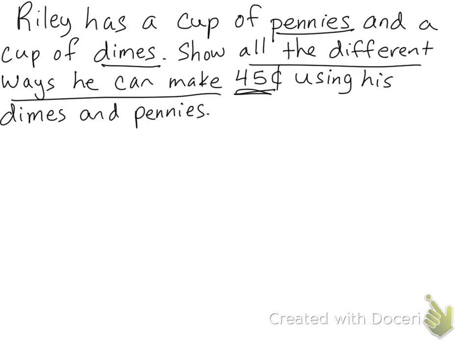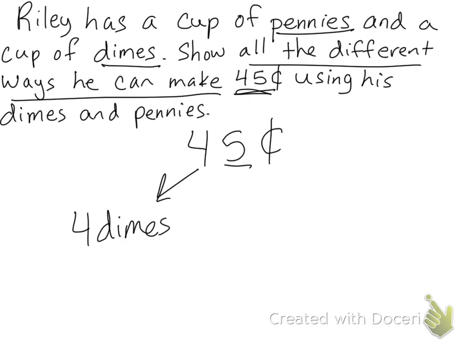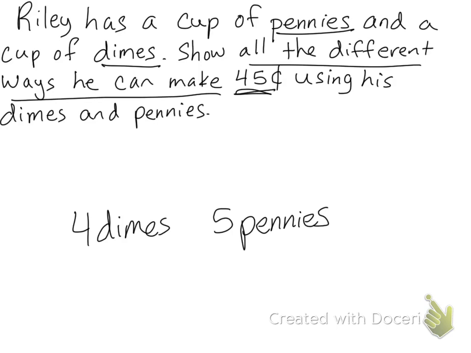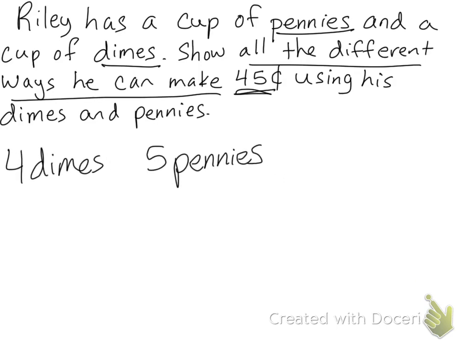Okay, so first of all, I know that 45 cents tells me that I can use 4 dimes and 5 pennies. Okay, so that's one way I can do it. Now I can show this as a different way. What I can do is I can trade one of my dimes for 10 pennies.